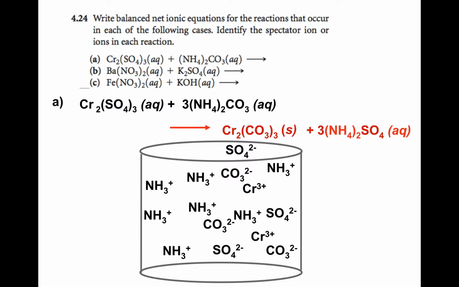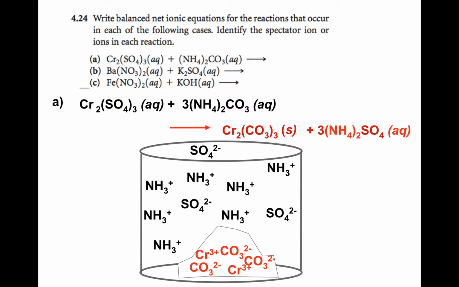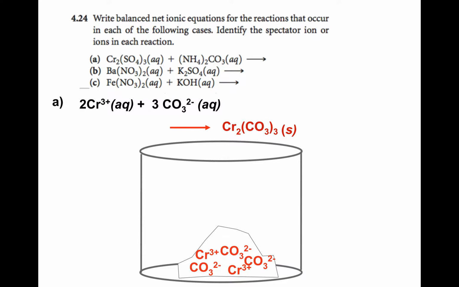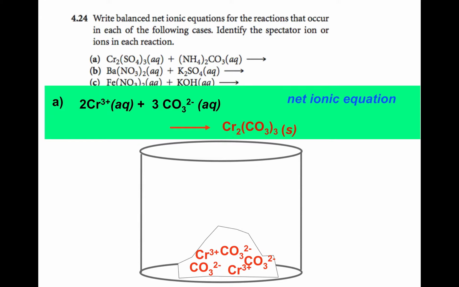So when the chromium ion finds the carbonate ion, they drop out and form a solid, and the ammonium ions and the sulfate ions are left behind. That's what it means to be a spectator ion. You're not involved in the reaction. So we leave them out. 2 moles of chromium 3 ion reacting with 3 moles of carbonate to form 1 mole of chromium carbonate solid. A net ionic equation.